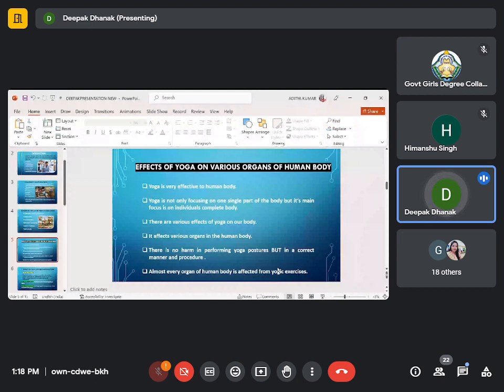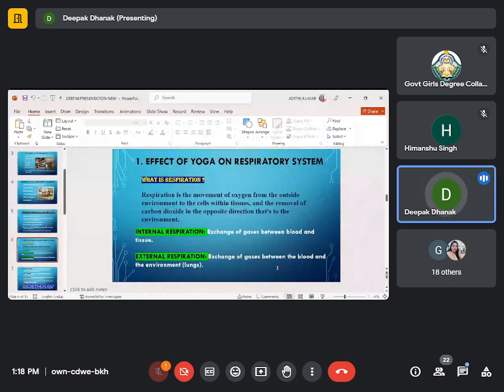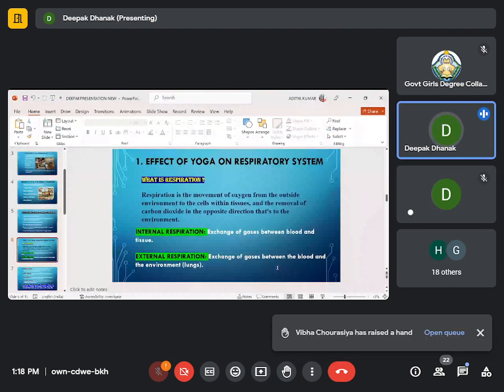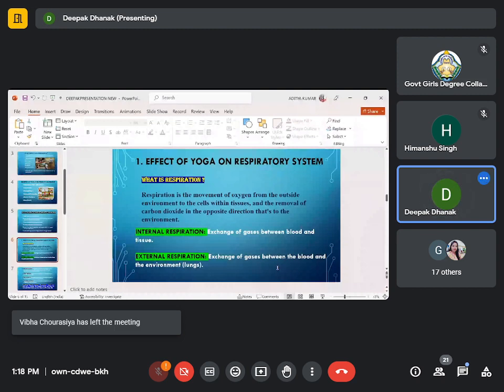Now, we will discuss the effect of yoga on the respiratory system. Firstly, we should know what respiration is. Respiration is the movement of oxygen from the outside environment to the cells within tissues and the removal of carbon dioxide to the environment. Respiration is of two types: internal respiration and external respiration. Internal respiration is the exchange of gases between blood and tissues, and external respiration is the exchange of gases between the blood and the environment, that is, the lungs.